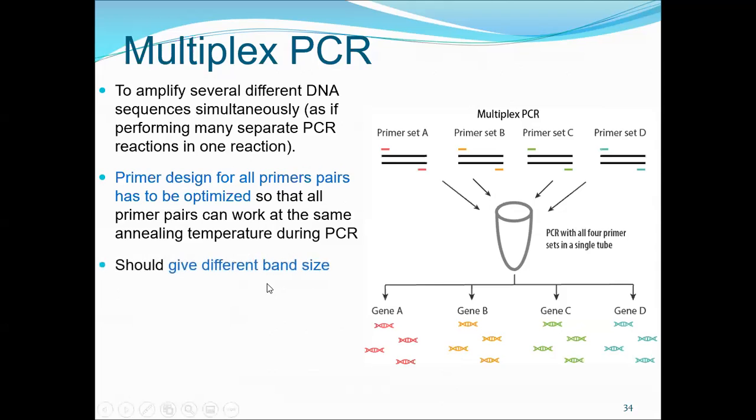The other important thing is it should give a different band size. So if you are going to run the PCR product on the gel, how will you identify? You should get different sizes of the bands. In this picture, it shows that all the bands are of the same size, but this is not the case in the usual situation. So you try to make different sizes of the amplicons, and then it is better for you to identify.